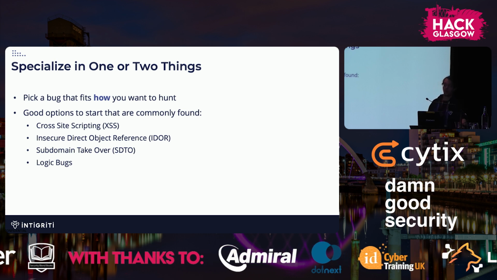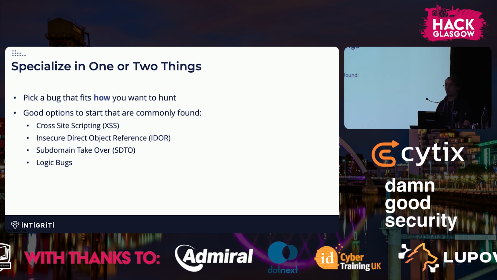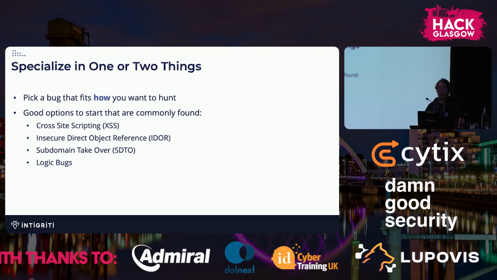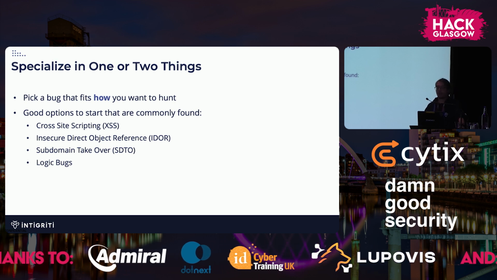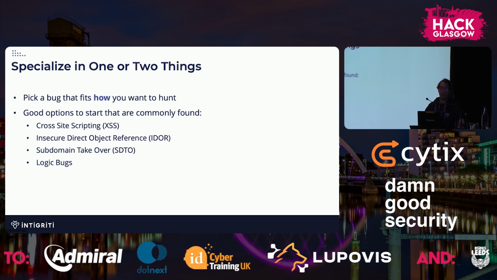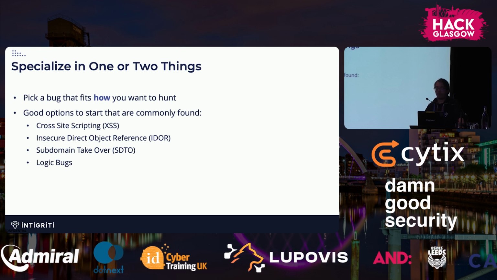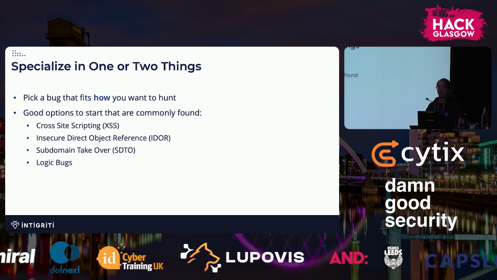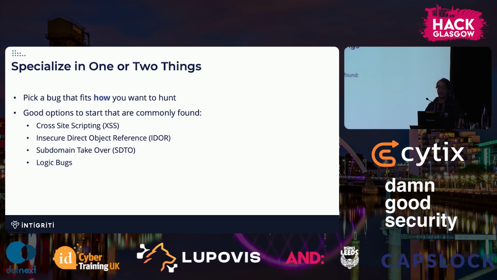From my opinion, a bunch of good bugs to get started with would be cross-site scripting, because it's really easy to test for, a lot has been written about it, it's easy to understand. Same goes for insecure direct object references. They're like the least technical bug I can think of. Exploiting them often just requires changing a single number in a parameter and you found it. Subdomain takeovers as well. There's a lot of documentation on them. They're not really hard to spot. And of course, logic bugs. Because again, they're often not very technical. They just require an understanding of the logic of the application and then exploiting this.